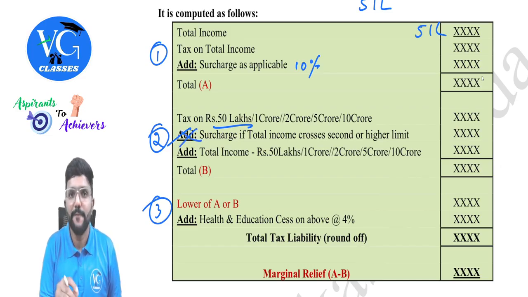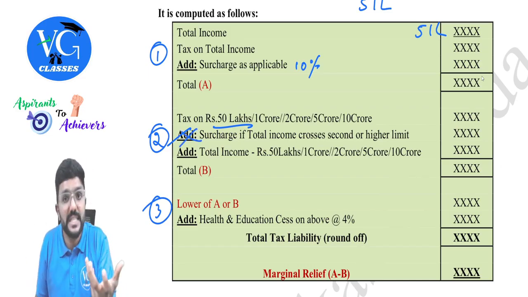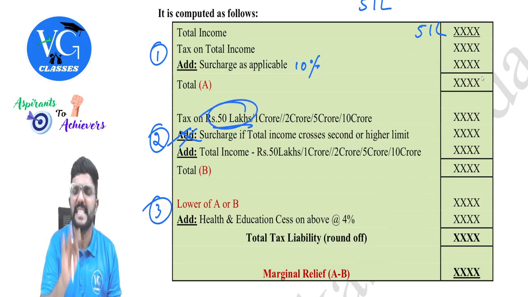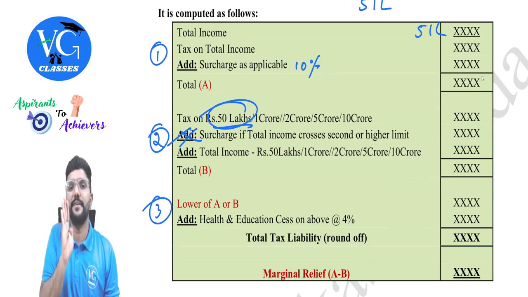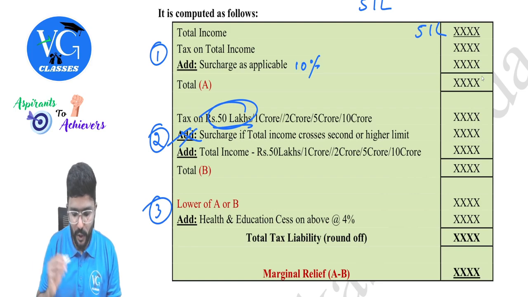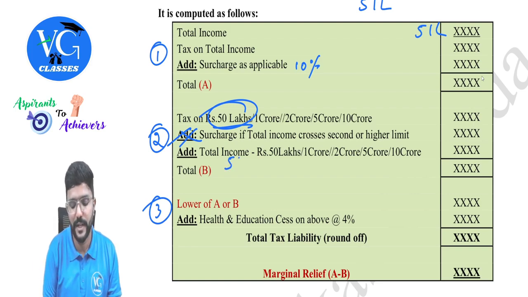So if the total income of an assessee has not crossed the first limit, then no surcharge, because we take the tax exactly on that figure. If it is exactly 50 lakh, then no surcharge. Is that clear? Then total income minus 50 lakh: 51 lakh minus 50 lakh, we will get 1 lakh.